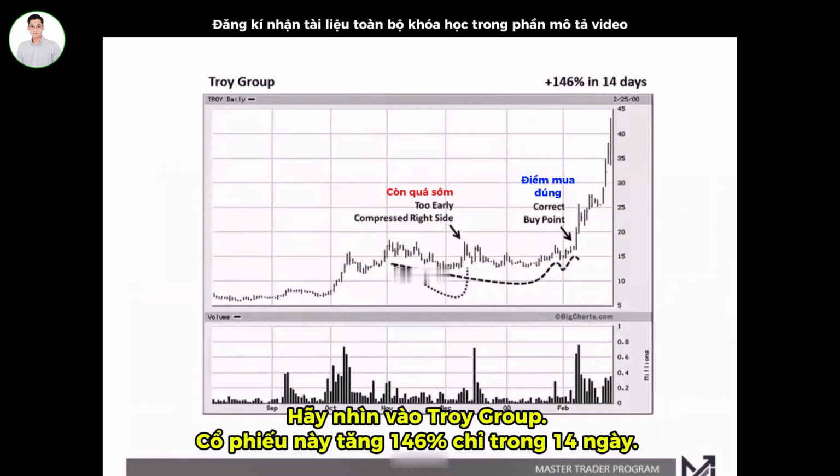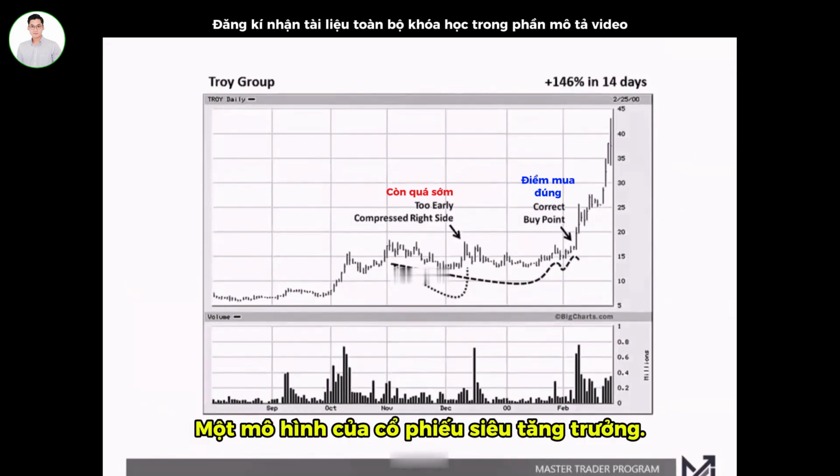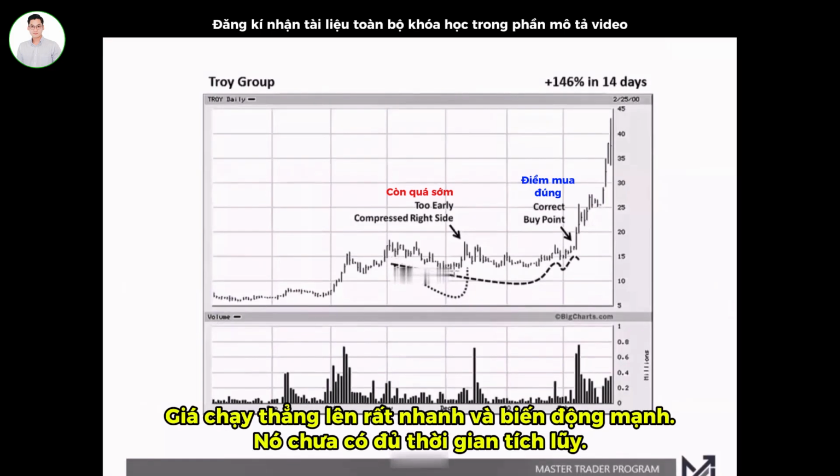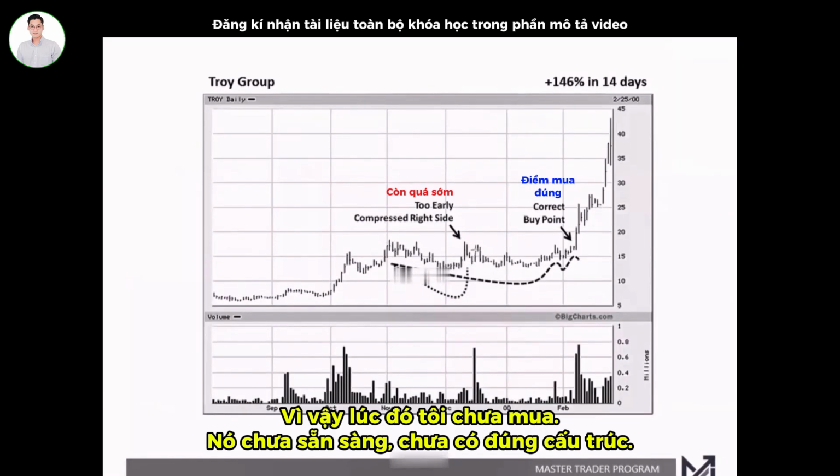This stock just exploded, 146% in 14 days. A great model of a super performance stock. See here where it comes and it runs right up real quick, and it's a little volatile here. See, it just hasn't put in the time yet. So now I wouldn't be considering this stock just yet. This just isn't ready. This doesn't, as Dave said, this doesn't have the look, right?